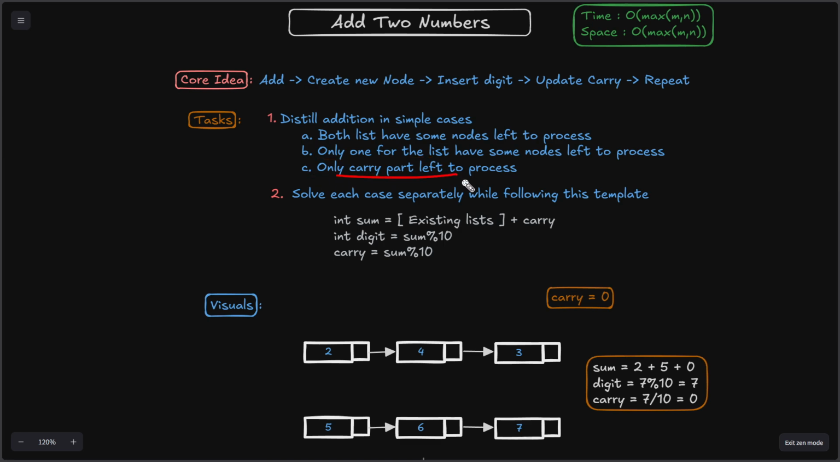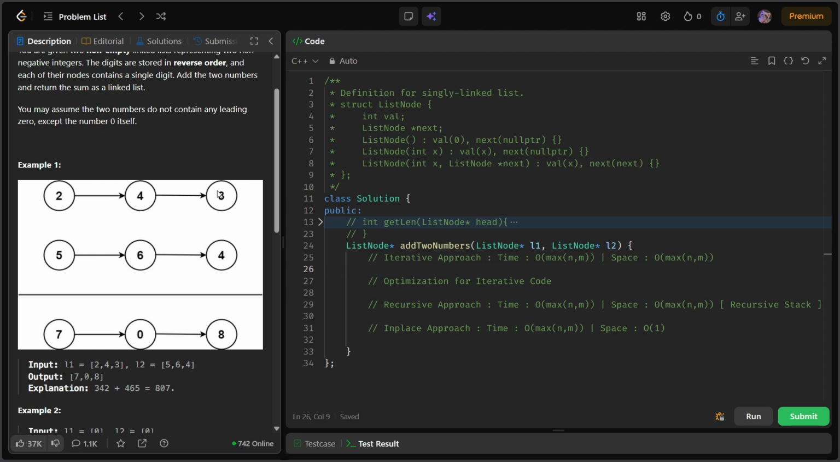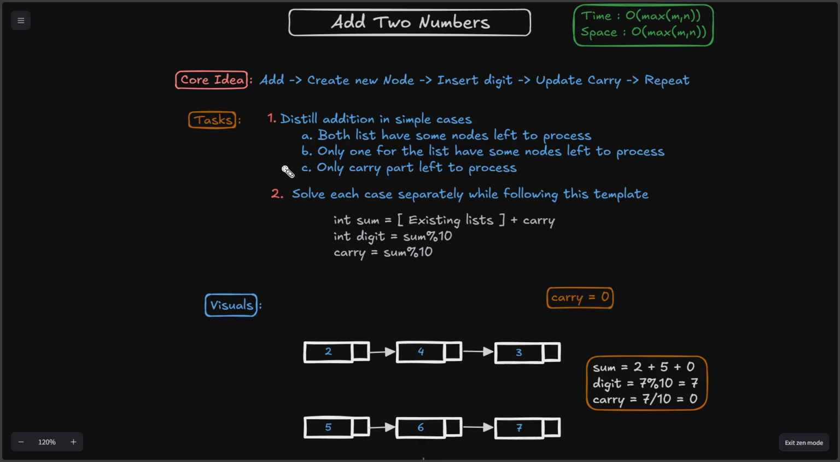And third is when only a carry is left. There could be a case where we add these two lists and we have 3 plus 7 or 3 plus 8 in the end. In that case, we have a carry left which we have to handle separately. For each of these, the sum is going to follow the same template. The sum is going to be the existing list value plus carry, from each of these cases. The digit is going to be sum percent 10, and carry is going to be sum divide by 10. Sorry, this is written wrong, sum divide by 10.